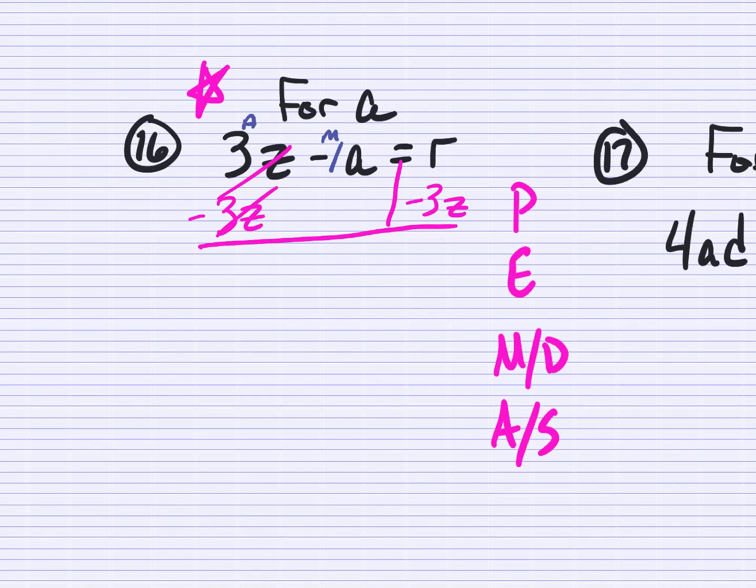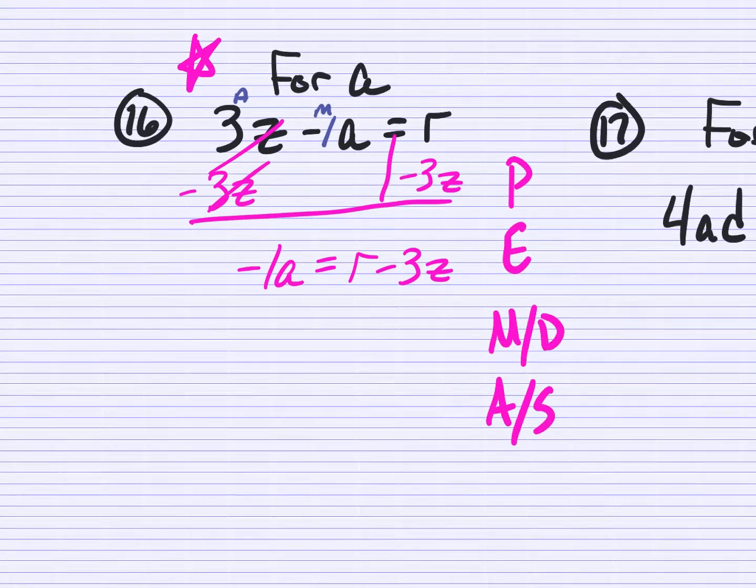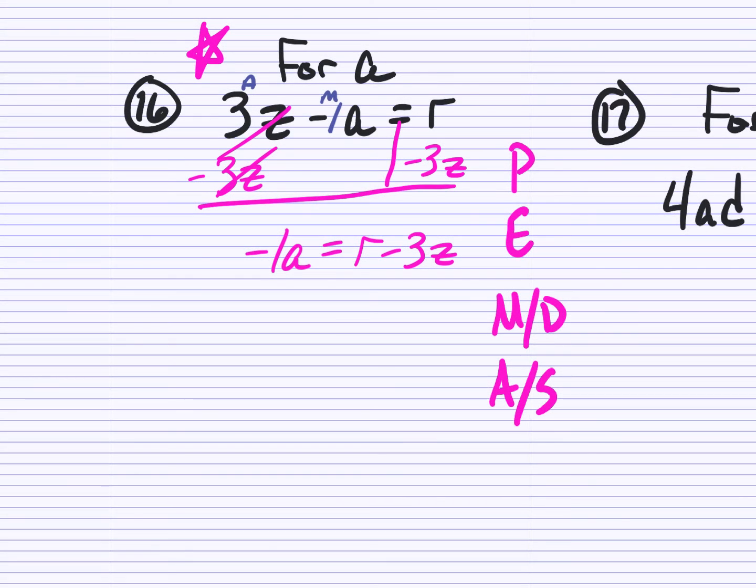So on the left-hand side, I have -1a, and I wrote the -1 there so you guys can see it so it's no longer invisible, equals, and on the right-hand side, I have r minus 3z. Well, now all I have to do to get the a by itself is the opposite of multiplying by -1, which is dividing by -1. So on the left-hand side, my -1's cancel.